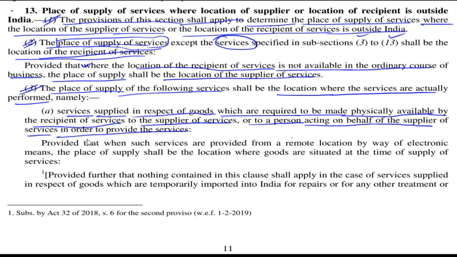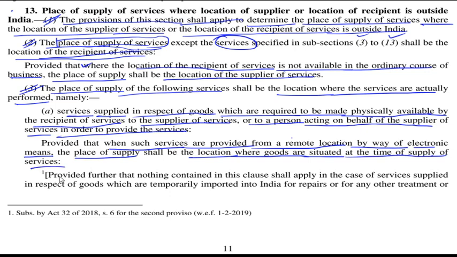There is a proviso. Let's see what the proviso states. When such services are provided from a remote location by way of electronic means, the place of supply shall be the location where goods are situated at the time of supply of services.